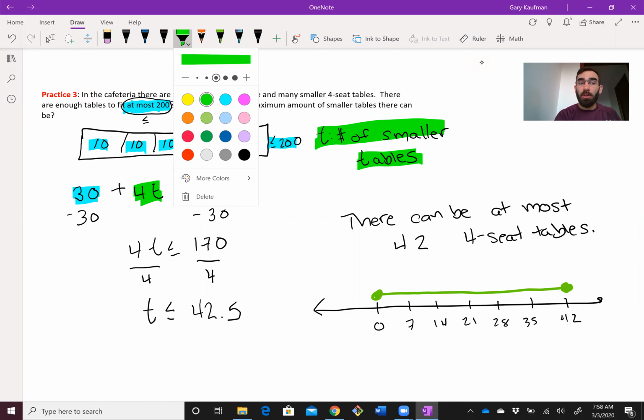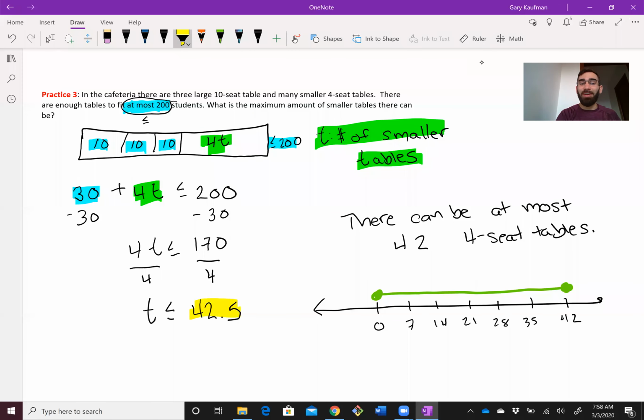Now again, notice that when I solved it, I got the answer 42.5. But then I wrote that there can be at most 42 smaller tables. This answer specifically says T is less than or equal. I can't be equal to 42.5 tables. I can't have 0.5 tables. And since it says less than, I go to the first number, 42, and that's my at most. Again, notice the graph. I don't go below 0 because I can't have negative tables.